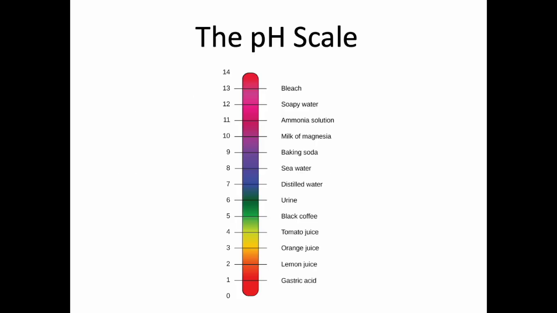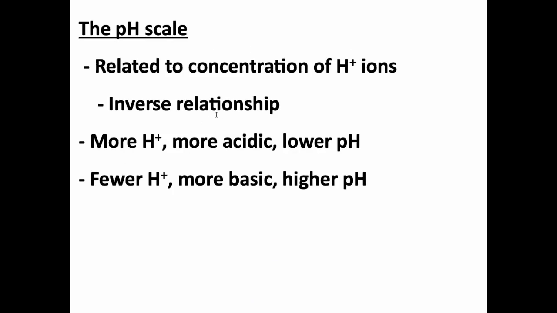To go back to this scale, a lower pH value means a higher concentration of hydrogen ions. Something like tomato juice has a lot of hydrogen ions compared to distilled water. Something like milk of magnesia has a higher pH value. It's 10 instead of 7. It has a much lower concentration of hydrogen ions compared to the middle here, distilled water. So that's what I mean by an inverse relationship.